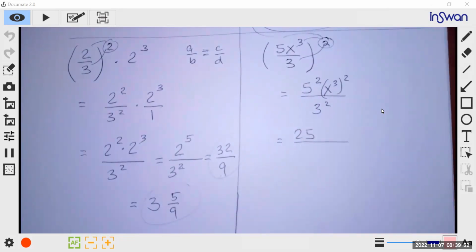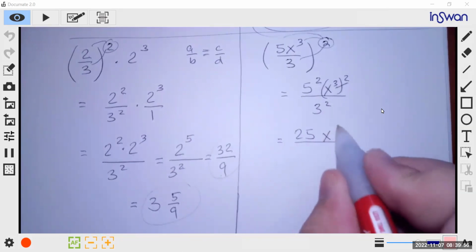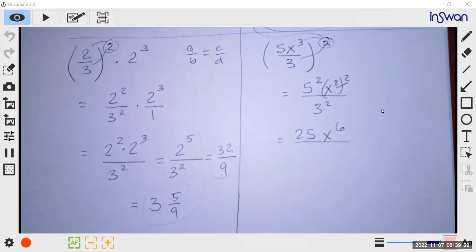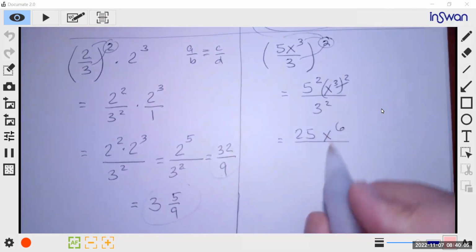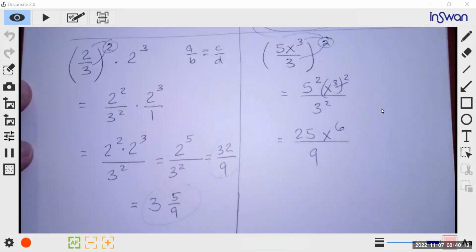5 times 5 is 25. What do you do when you have a power to a power? Multiply. Over 3 squared is 9. And there's your answer. It's like the first example we looked at.